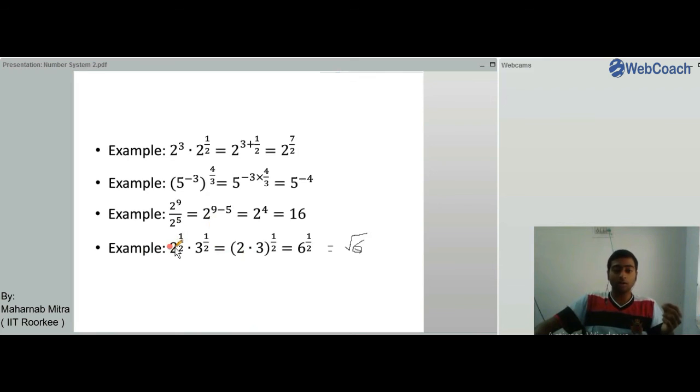Now you can relate to the rule which we had learnt earlier. 2 to the power half can be written as square root of 2. 3 to the power half can be written as square root of 3. Now when we multiply them, as we had learnt earlier, we get the whole square root of 2 times 3, right? And finally, we get the result as the square root of 6. It is the same form. They are just represented in a different fashion with exponents, but they are essentially the same, right? You can see here.